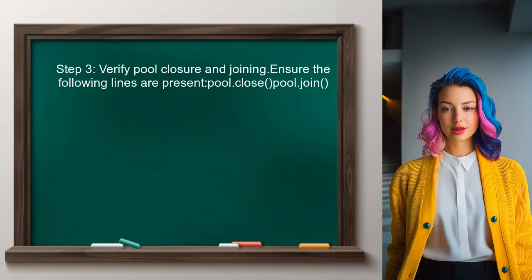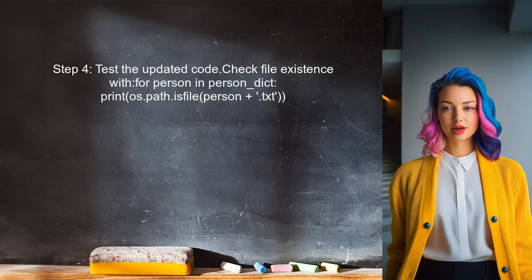It's important to ensure that the file is being closed correctly after writing. After making these changes, the user should verify that the pool is being closed and joined correctly. This ensures that all processes complete before checking for file creation. Finally, the user should test the updated code to confirm that all files are created as expected. They can do this by checking the existence of each file after the multiprocessing tasks are complete.